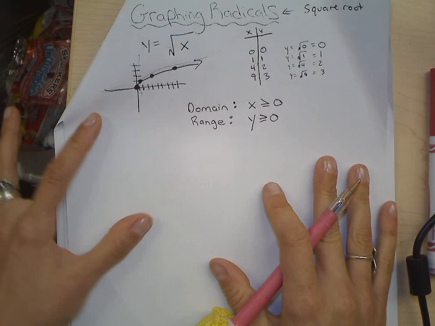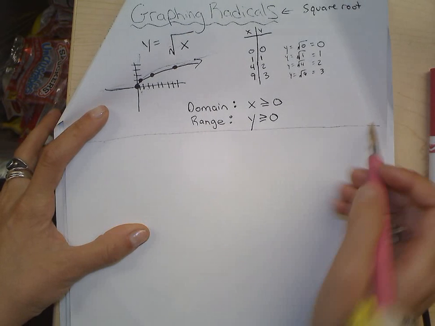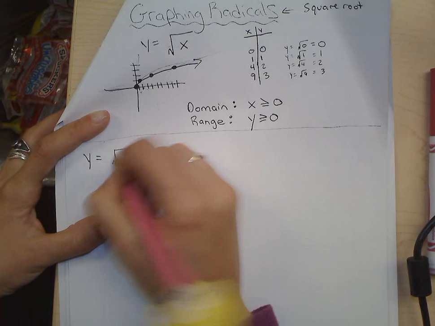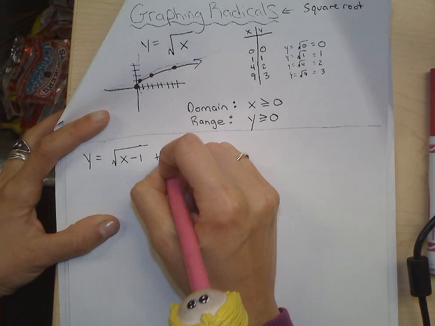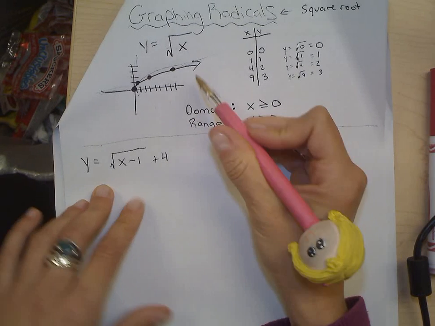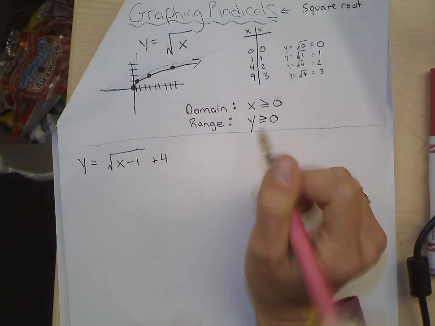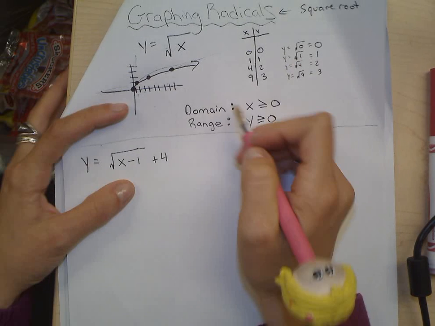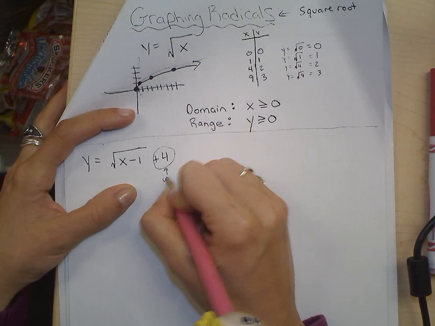Okay, let's do a couple other examples, and we're going to do some transformations. So if I have y is equal to the square root of x minus 1, plus 4, I'm just going to use this parent function. So now I'm going to skip the xy table. But if you feel more comfortable with the xy table, then do it every time. It'll work every time. This plus 4 out here means we're going to be going up 4.